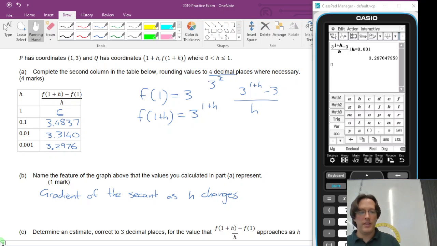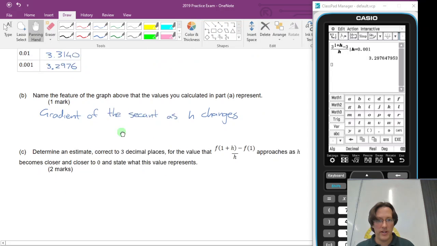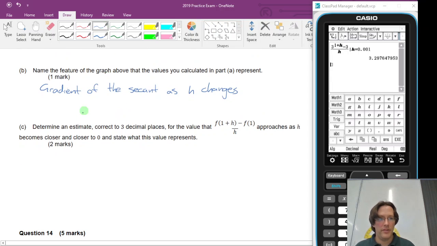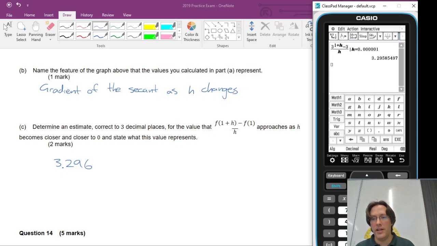Now, the next thing we need to do, this will probably have to be the last question I do for now. Determine an estimate, correct to 3 decimal places, for the value that the gradient approaches. So I'm going to put a few more zeros in here and see what we've got. 3.296. See if that stays. If I put another 0 in there, it's still 3.296. So 3.296 is an accurate value. And we can tell that if it doesn't change any of the decimal places when I add an extra 0, then it's most likely accurate.